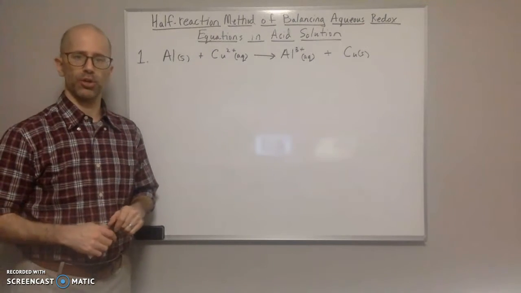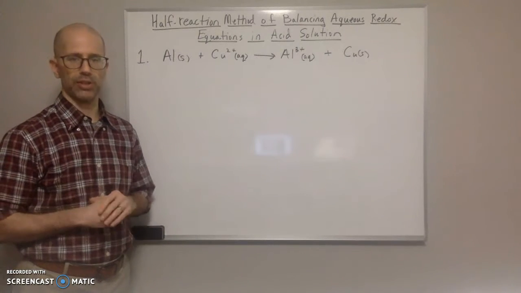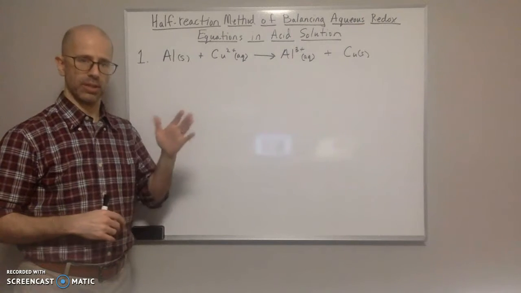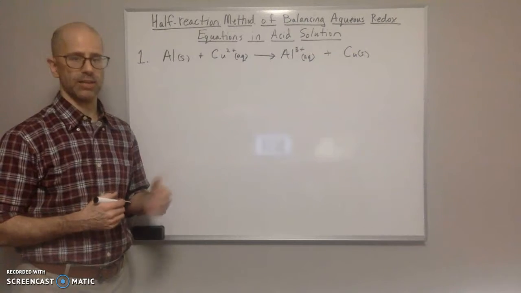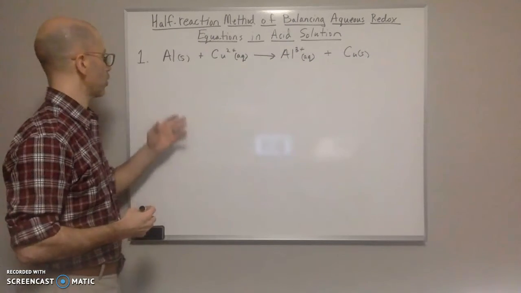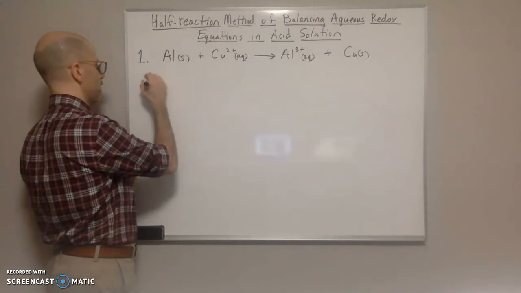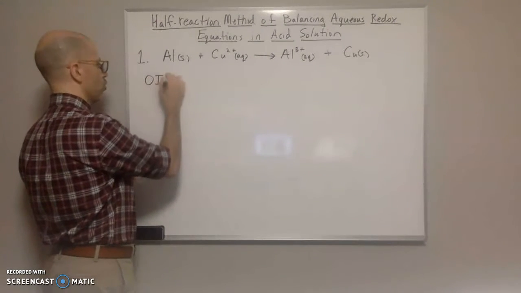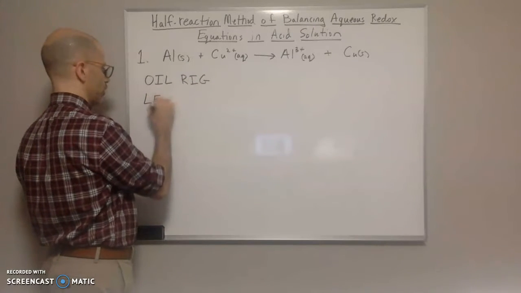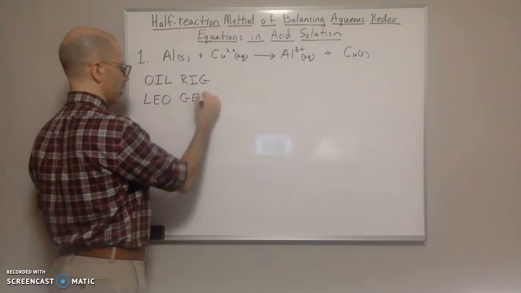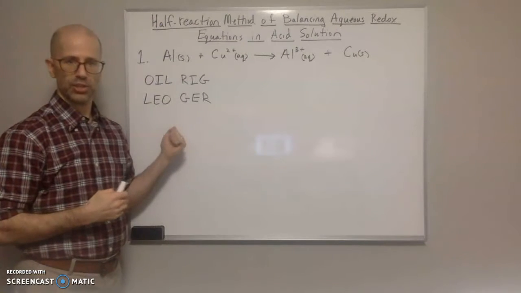So the first step when you're doing this method is to break it up into its two half reactions, the reduction reaction and the oxidation reaction. So you first have to identify what's being oxidized and what's being reduced. If you remember the mnemonic devices, there's two of them. You can remember OIL RIG, or you can remember LEO GER. And both of these are helpful in remembering the difference between oxidation and reduction.